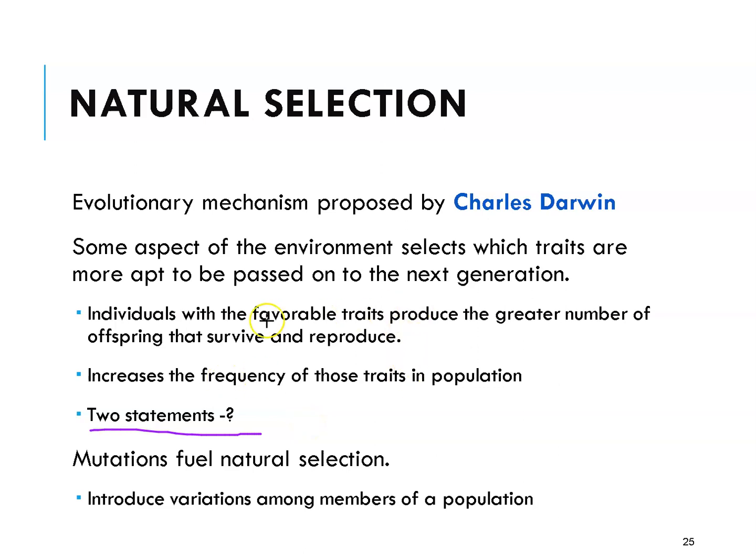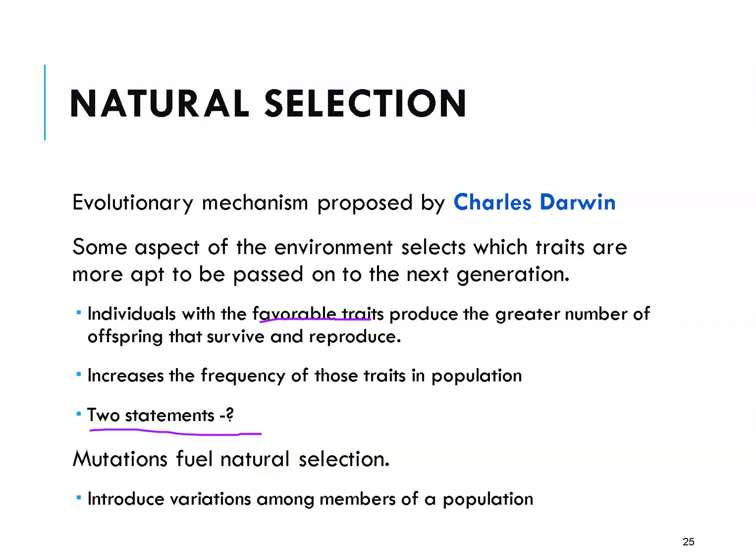So individuals with the favorable traits, again genetically, produce the greatest number of offspring because they are more likely to survive and reproduce. And so these traits become more frequent. That's evolution. When traits are changing in a population, that's evolution. We'll talk about the Hardy-Weinberg equilibrium and various things like that. So mutations fuel natural selection.